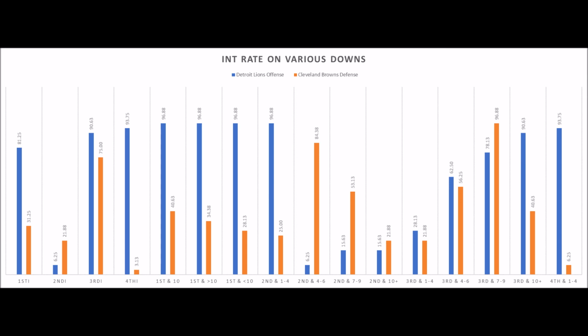So most of the interceptions the Browns have been able to generate have come on third down. So that realistically is the down to kind of monitor and see what happens in terms of picks and stuff like that. But the Lions are pretty decent at not throwing picks on third down. Matthew Stafford at least has not really. Most of his picks have come on second down.